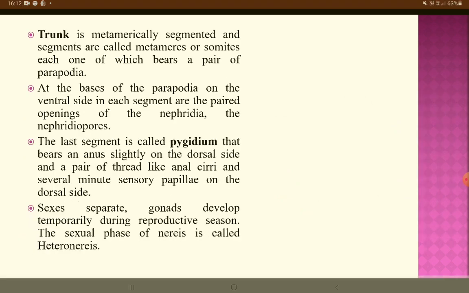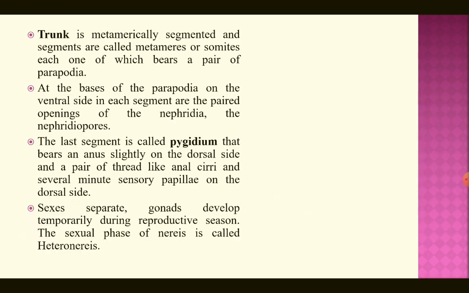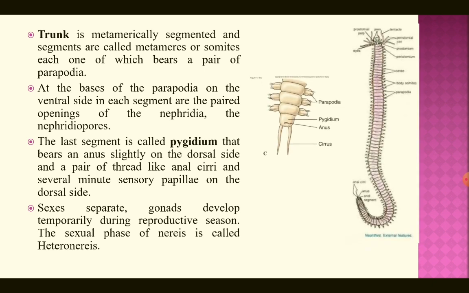Now the trunk, if you observe, is metamerically segmented, and the segments are called metameres or somites, each one of which bears a pair of parapodia. Now this is how a whole Nereis looks. In the previous picture I showed you an enlarged picture of the head region so that the palps and the tentacles are clearly seen. Now at the base of these parapodia, or on the ventral side, in each segment are the paired openings of the nephridia, the nephridiopores.